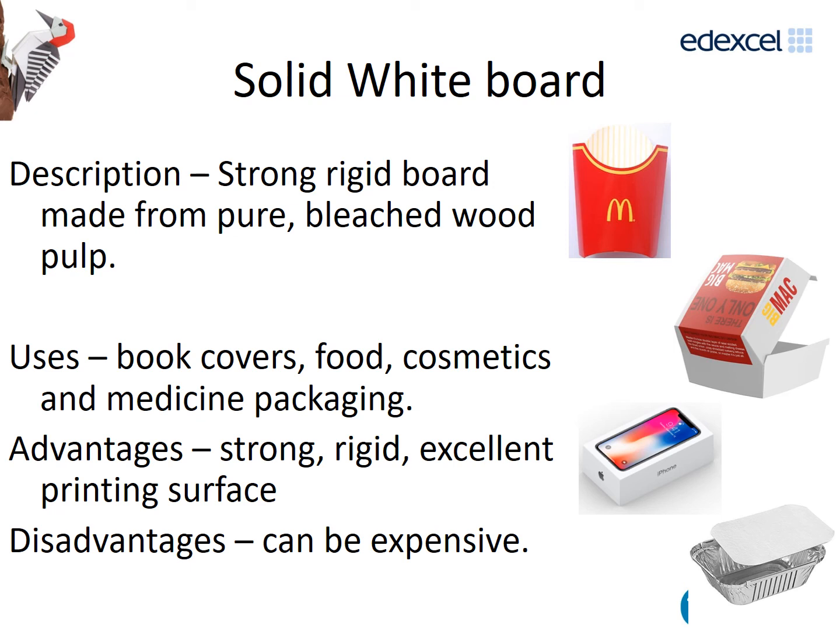And then it's also quite rigid, so as you can see on the last example, we've got the aluminium foil tray. The solid whiteboard insert means you can easily fold the tray around it, and it's quite rigid and it's not going to warp. But the only other thing is it's a little bit more expensive than folding box board.